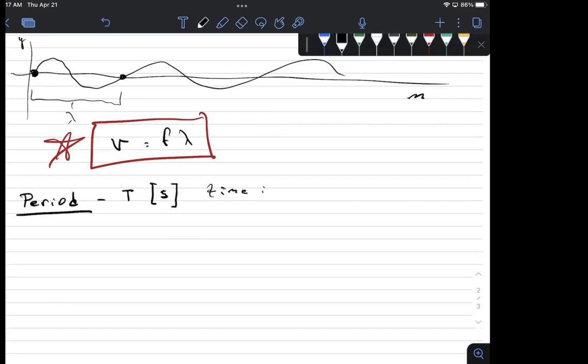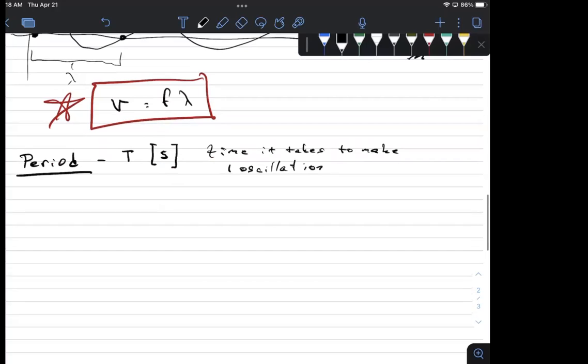And the period is literally the time it takes to make one oscillation. So this sounds very close to frequency. Frequency is how many oscillations it does in 1 second. The period is the time it takes to make one oscillation. They're kind of opposites. And indeed, the period is defined as 1 over the frequency.